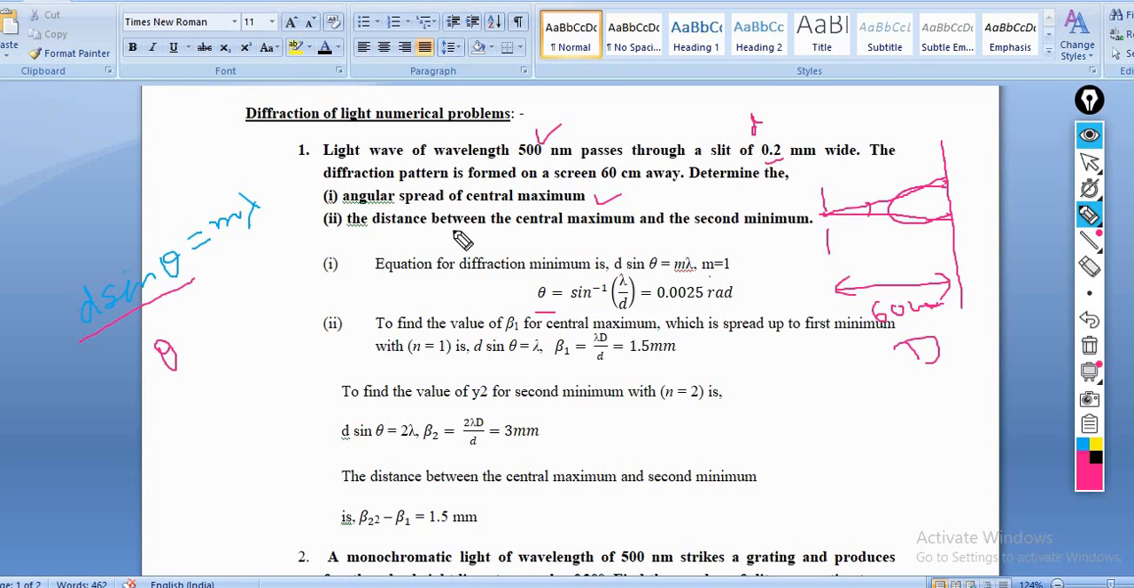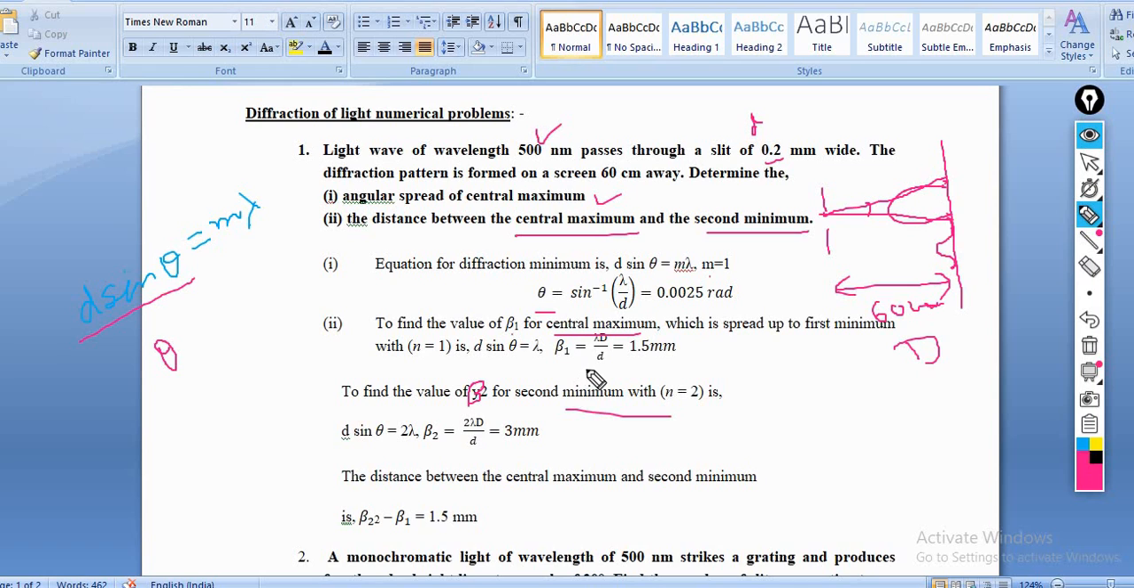The second one is the distance between the central maxima and second minimum. So what is central maxima and second minimum? One can think about this as the secondary maxima, and you can think that this is the first minima, and you have the second. So the formula we're going to use is for two different cases. One is beta 1 for the central maxima, and this is beta 2, for the second.